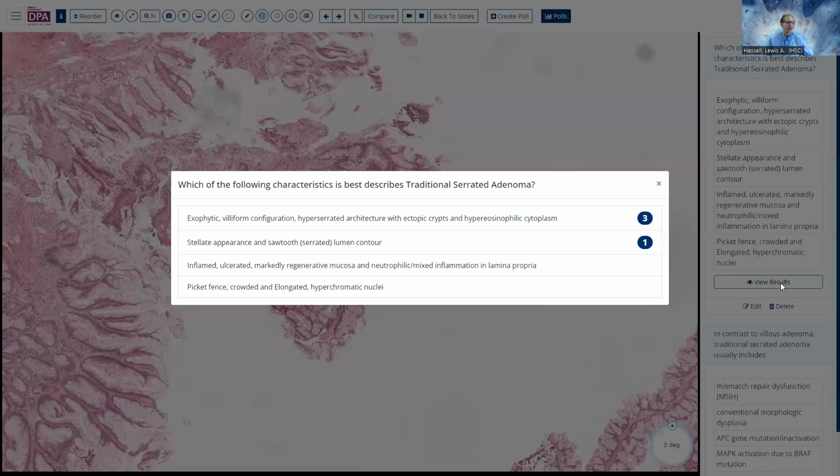So here's our question. Exophytic villiform configuration, hyperserrated architecture with ectopic crypts, plus or minus hypereosinophilic cytoplasm. So that's what you like to see. This does not usually have the serrated lumen contour because we don't usually see it in cross-section. That's more typical of the serrated sessile lesion. And then picket fence arrangement, hyperchromatic nuclei, that's more of a conventional villus adenoma.